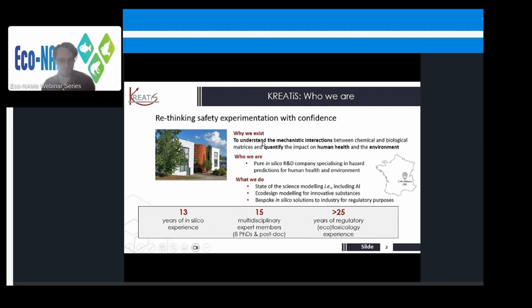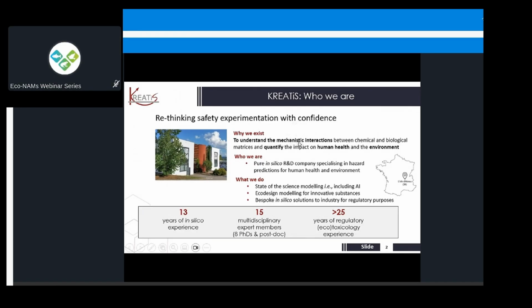Our aim is to try to understand mechanistic interactions between chemical substances and biological matrices, and then be able to use that understanding to quantify the impact on both human health and the environment. And we pass through phys-chem in certain cases, or certain parts of phys-chem, in order to provide descriptors that we can use in the models.